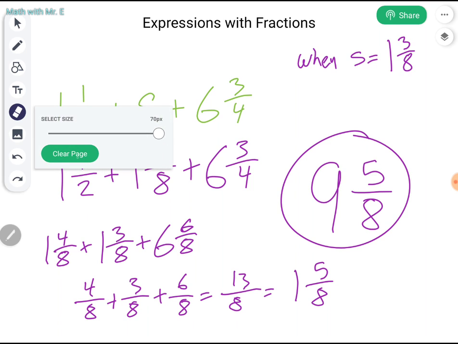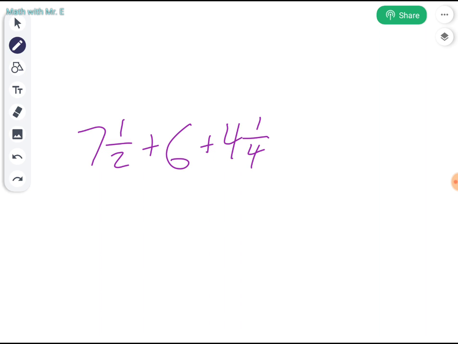Let's also take a look at simplifying algebraic expressions with fractions. So if you had 7 1/2 plus 6 plus 4 1/4, and you were asked to simplify the expression, in this case, simplifying would just be combining like terms, and we've talked about that before. So that's where, if we had 2x plus x plus 3 plus 2, we could rewrite that. We can combine the 2x plus the x, and that gives us 3x, and the 3 plus the 2 would be 5. So that's how we simplify an expression.